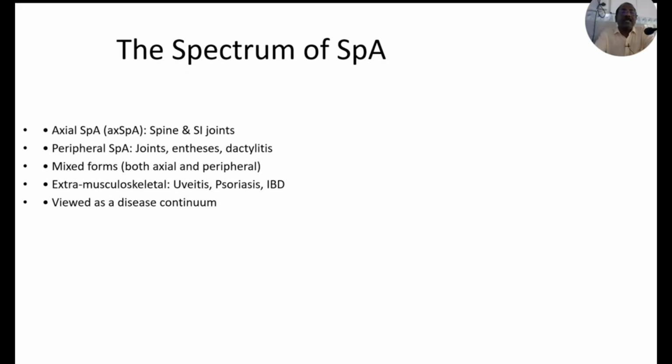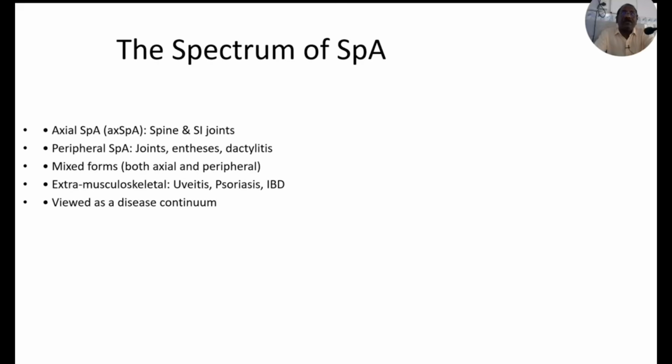This is the spectrum. Axial spondyloarthritis involves mostly the spinal joints, especially your lumbar spine, thoracic spine, etc. Maybe the entire spine will be involved here, and sacroiliac joints. And in peripheral spondyloarthritis, there will be the involvement of the different joints like the hip joints. As I told you, the enthesitis and the dactylitis, sausage-shaped digits, sausage-shaped toes, that is your dactylitis. Mixed forms, both the axial and the peripheral, are very common in our clinical practice. So you can see the involvement of the spine, sacroiliac joints, hip joints, and also the enthesitis and the dactylitis of the toes and the fingers.